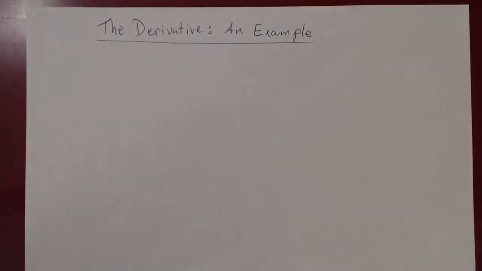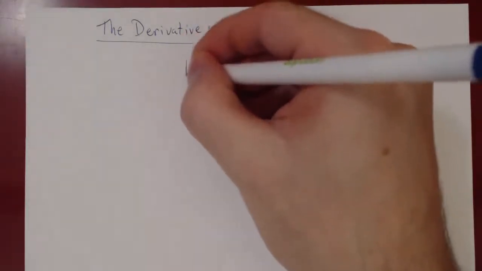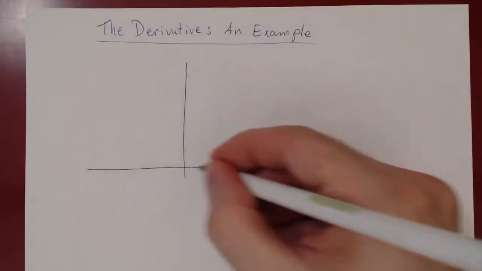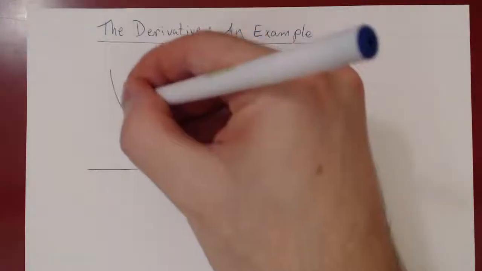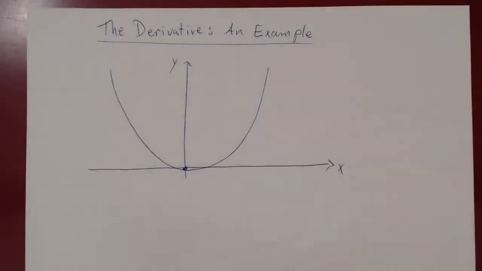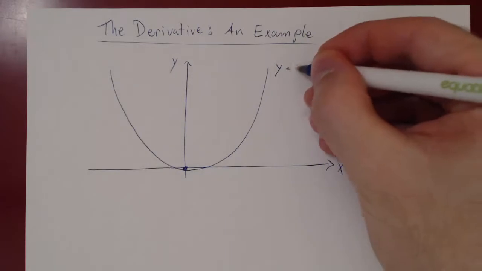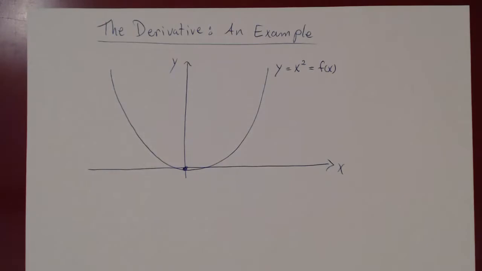Okay, so now that we know how to find the derivative of any function, let's do an example. Suppose that we look at a very simple function first, just a regular quadratic. So consider a very familiar parabola given by y is equal to x squared. And that is your f of x. So y equals x squared, so the function is f of x being x squared.